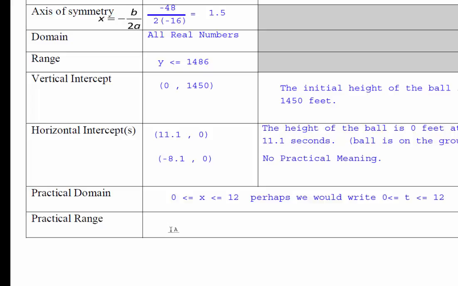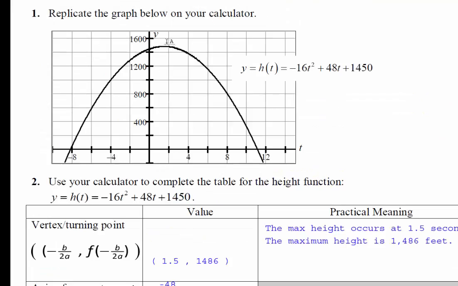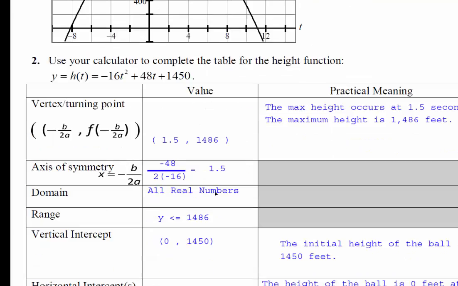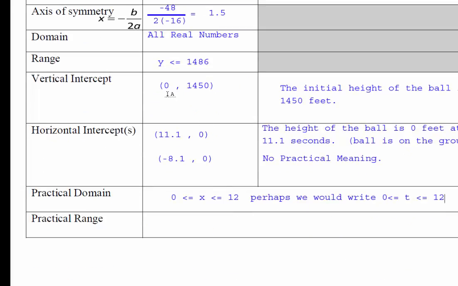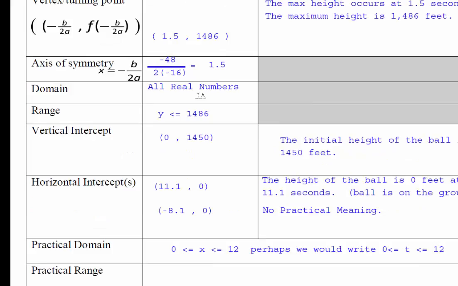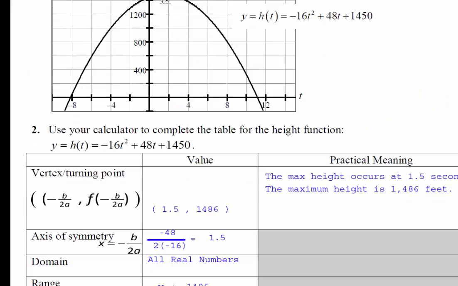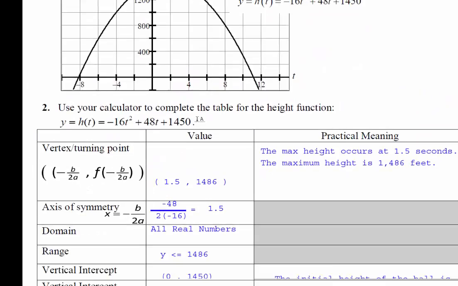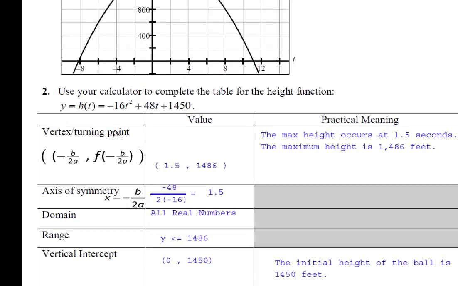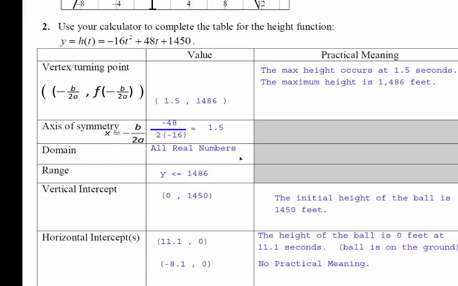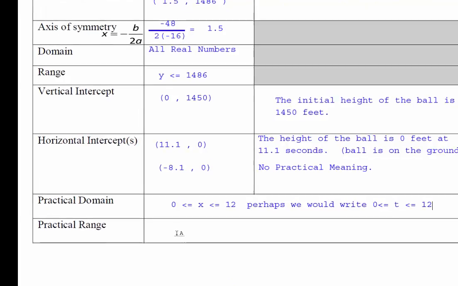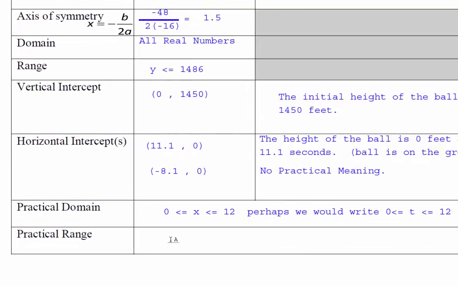For practical range, again, the maximum height of the object, it's not the 1,450 feet, right? The initial height of the object is 1,450 feet, but the maximum height occurs at the vertex, the top of the parabola. And from the first problem, we determined that the vertex, or the highest point in the parabola, was this 1,486 feet. And then the ball's going to eventually hit the ground, which would be 0. So my practical range would be somewhere between 0 and 1,486 feet. So here's my practical range.